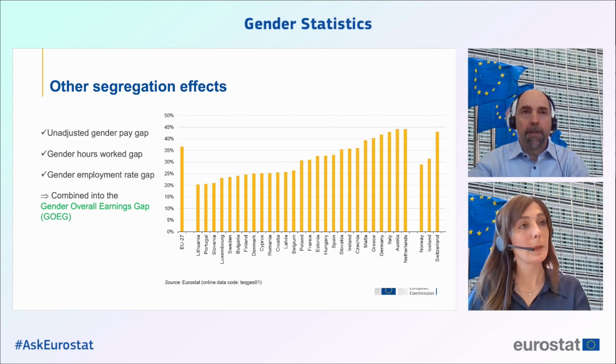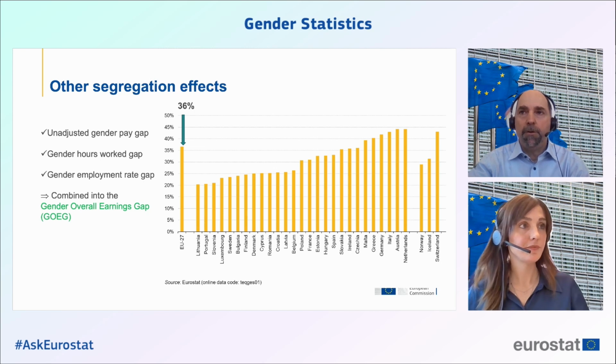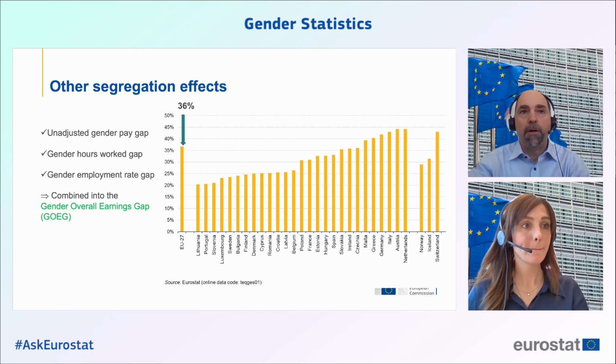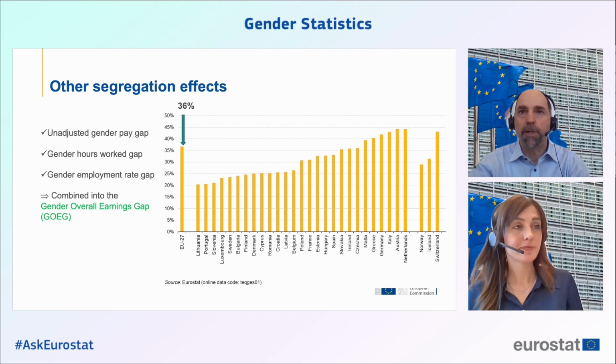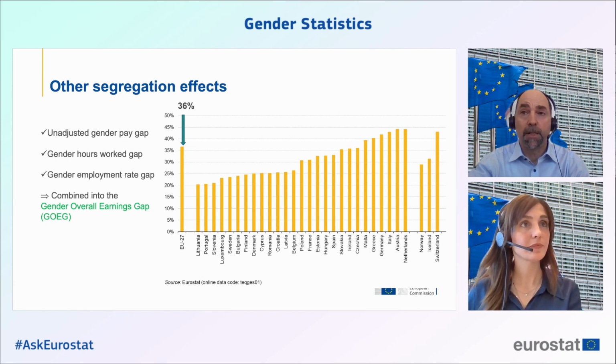At EU level, this indicator is 36%. It means that women of working age, be they employed, unemployed, or outside the labor market, earn on average 36% less than men of working age. This figure varies from 20% in Lithuania to 44% in Austria and the Netherlands.